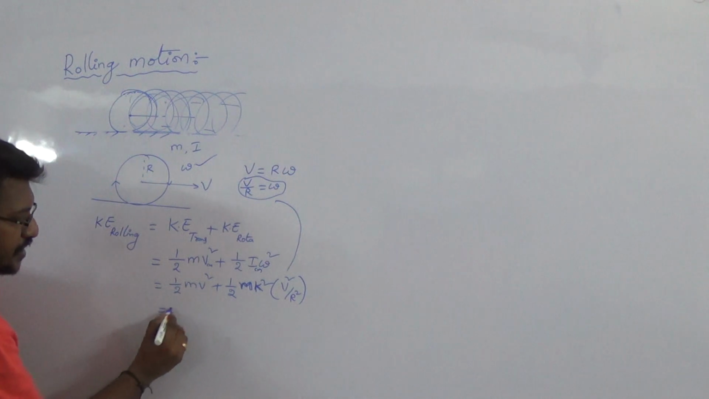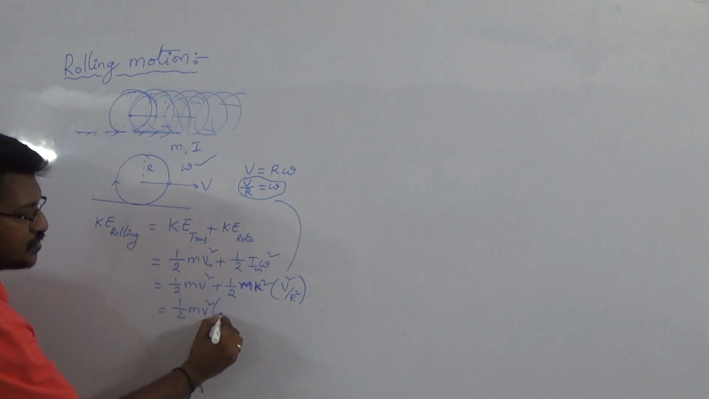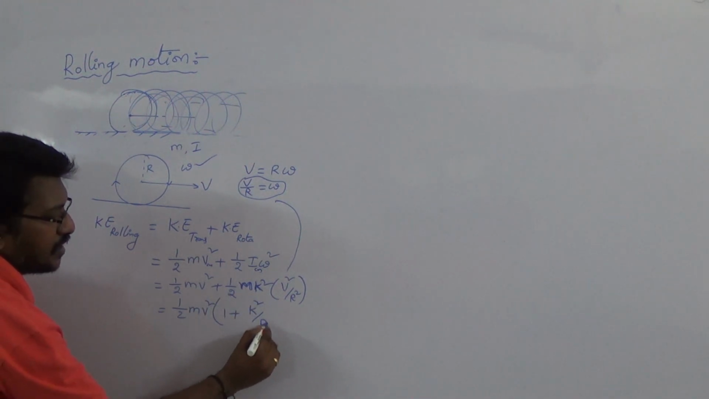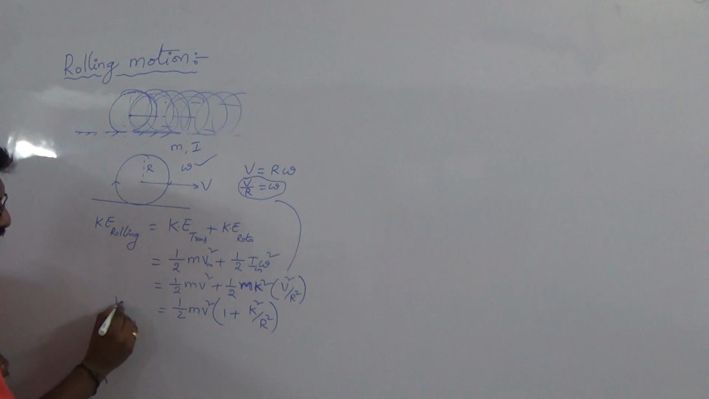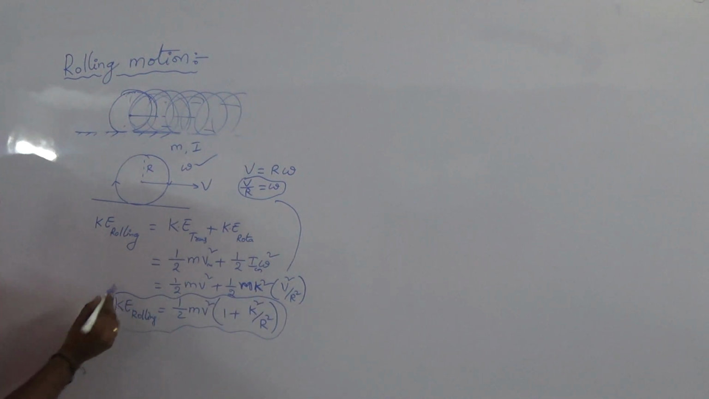So that equals half m v square, taking out 1 plus k square by r square. So that is the kinetic energy of a rolling body: half m v square of 1 plus k square by r square.